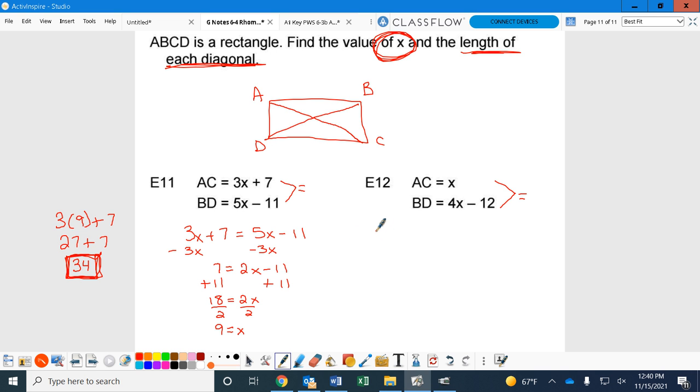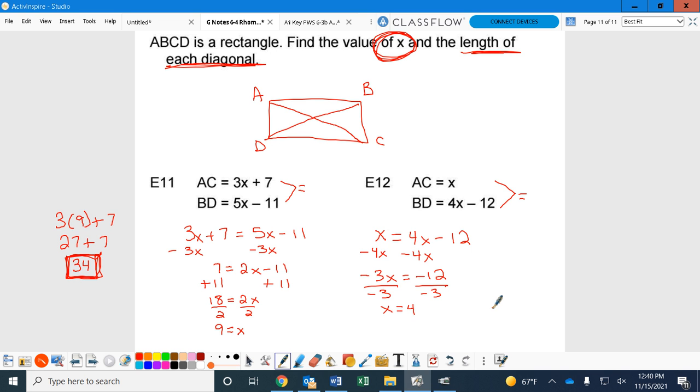Guys, x equals 4x minus 12. What am I moving first? The 4x. Because I need the 12 to be by itself, so I'm going to minus 4x minus 4x. That's going to make it negative 3x, because 1 minus 4 is negative 3, equals negative 12. And I'm going to divide both sides by negative 3. And x is going to equal 4.